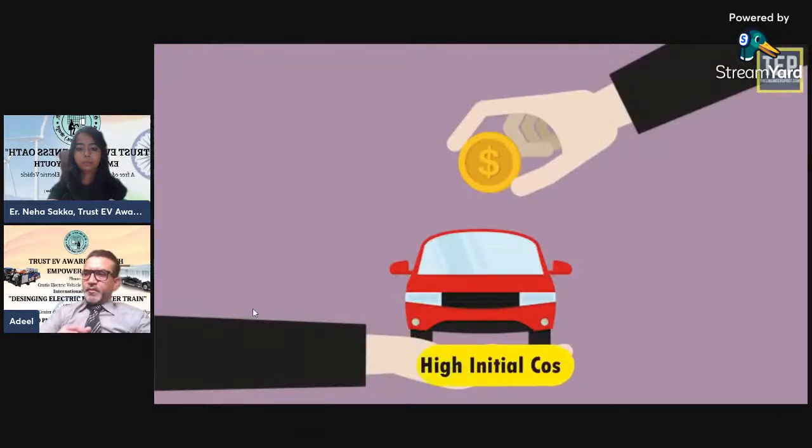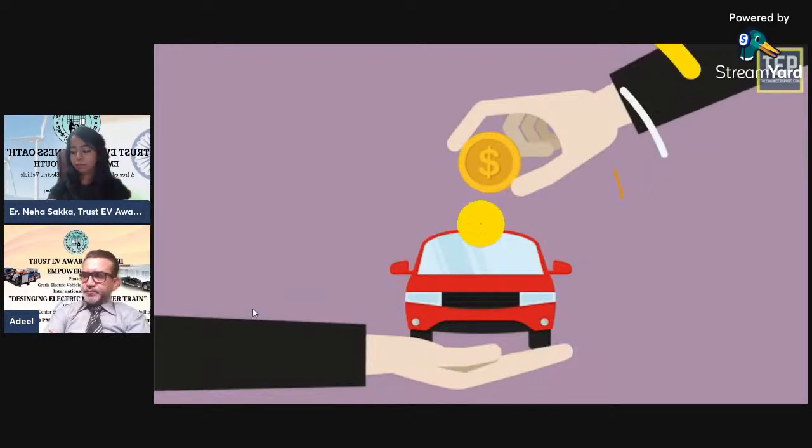The upfront price of most electric cars is higher than gas-powered vehicles. Even the most affordable electric car models start from the $30,000 to $40,000 range, while luxury models creep up to $80,000 and more.